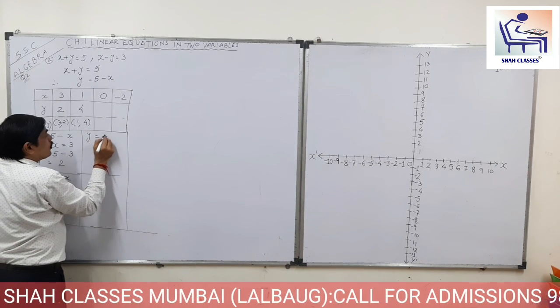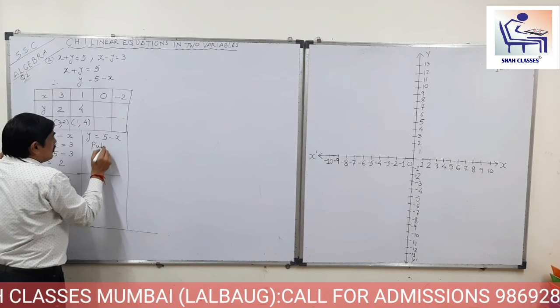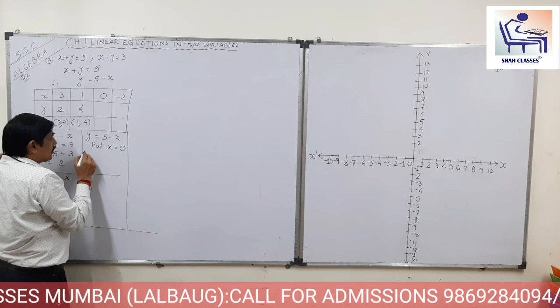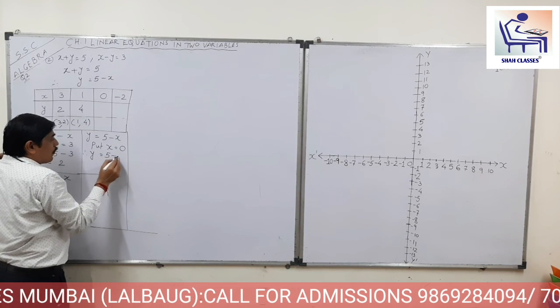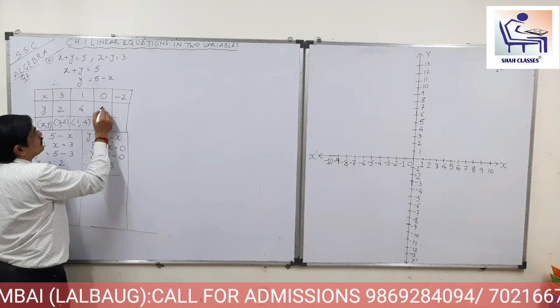y is equal to 5 minus x. Put x is equal to 0. This value I am putting here. Therefore, y is equal to 5 minus 0. So, y is equal to 5.